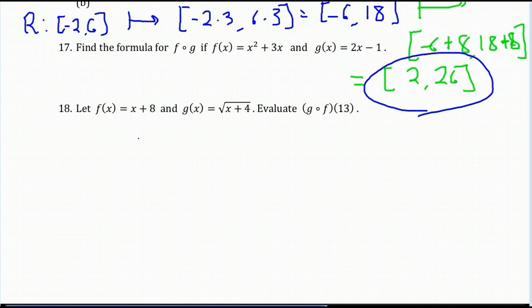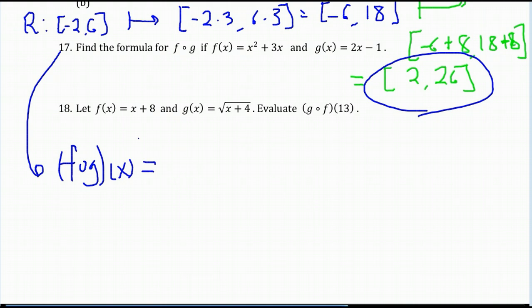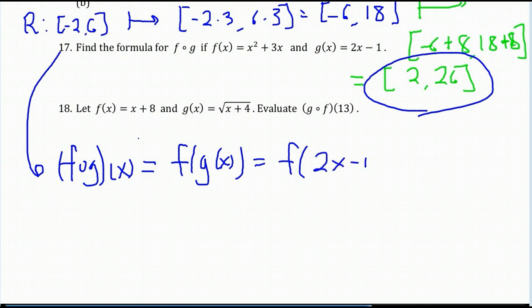Okay, let's take a look at a couple more. So for 17, you want to find the formula for the composition. The definition of this notation, f composed with g of x, is that you take the function g and you plug it into the function f. So it's f of g of x. So we put the formula for g, which is 2x minus 1, into the formula for f.